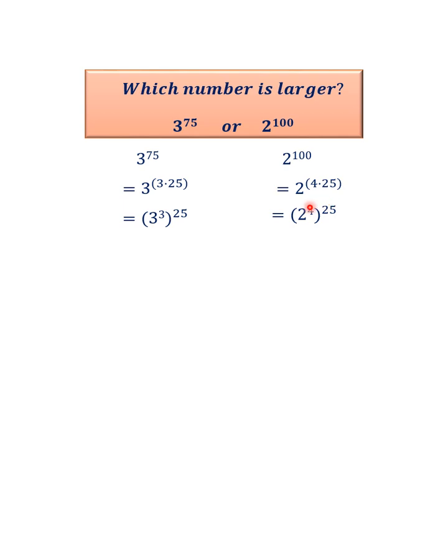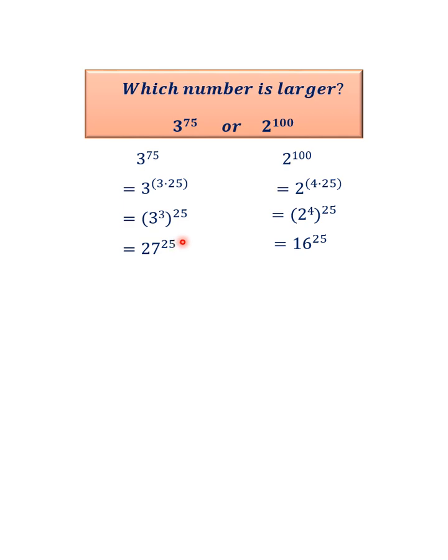Similarly, 4 can be attached to the base of 2 because 4 times 25 is the same thing we have here. 2 to the power of 4 is 16. 3 to the power of 3 is 27. So on the left hand side, we have 27 raised to the power 25. On the right hand side, we have 16 raised to the power 25. Now we have equal power, 25, 25.